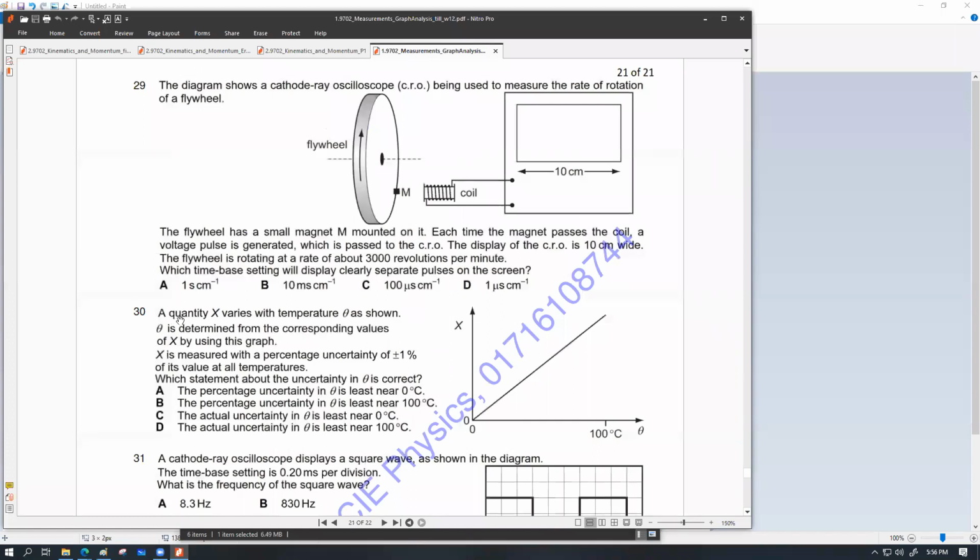This question reads: a quantity x varies. So I'm getting back a little bit to get you a reference of this MCQ choice. A quantity x varies with temperature theta as shown. Theta is determined from the corresponding values of x by using a graph. X is measured.